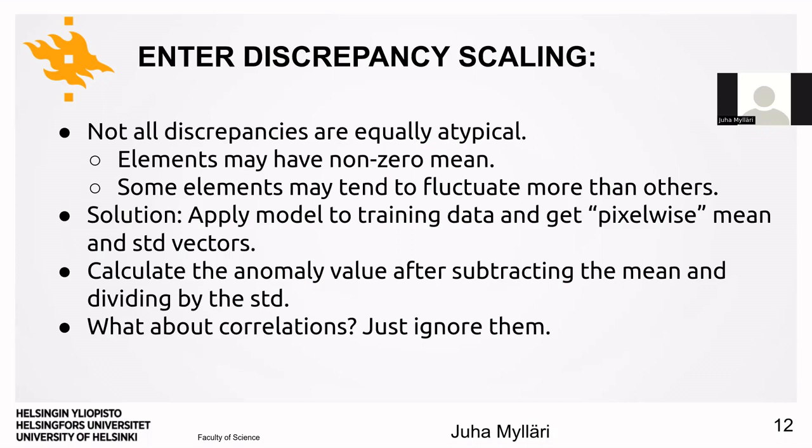Finally, there was the issue that some elements of these discrepancy vectors might be correlated with each other. Can we do something about that? Well, unfortunately not, because if you think about it, these discrepancy vectors have, or some of them, depending on the designated layer, have a dimension in the hundreds. So estimating these correlations between these elements would mean filling in matrices with tens of thousands of elements. And with limited training data, that's not going to happen. So we simply ignore the correlations.